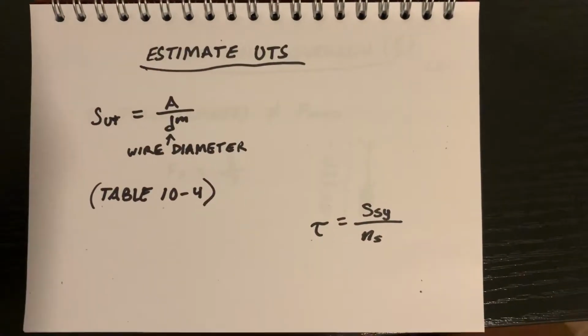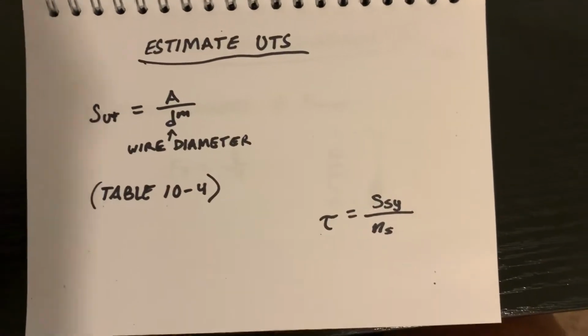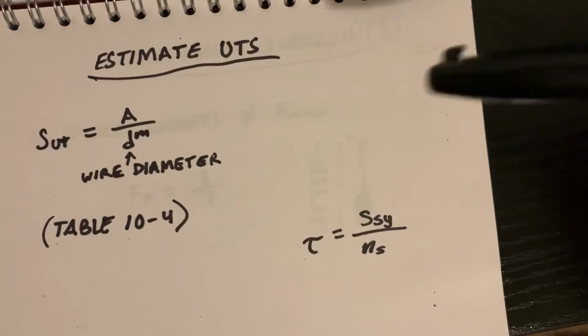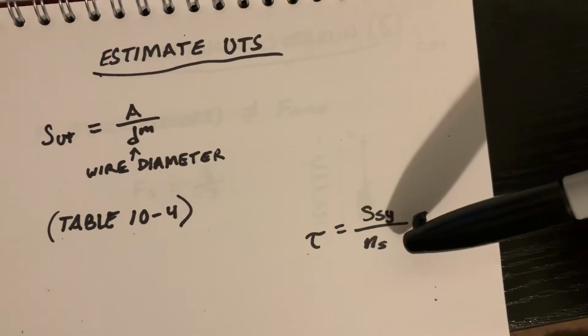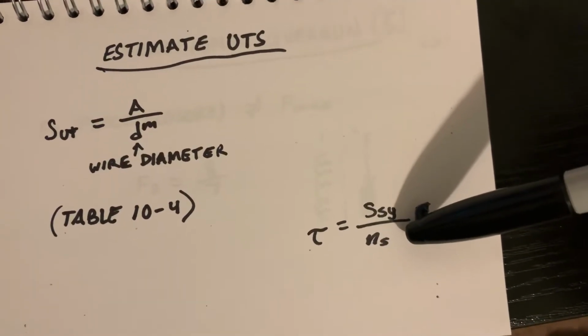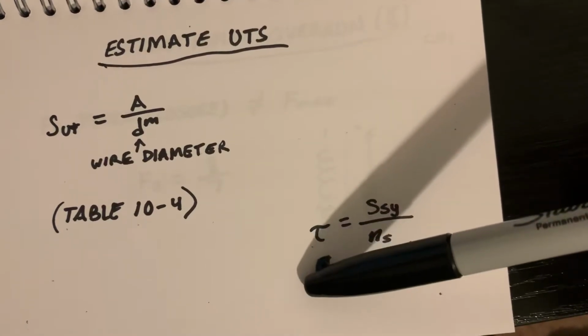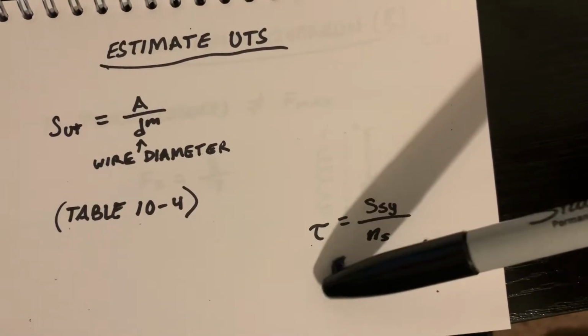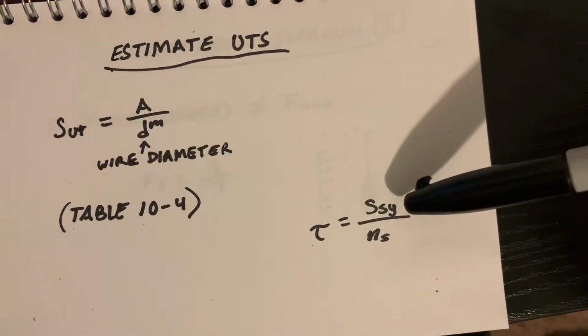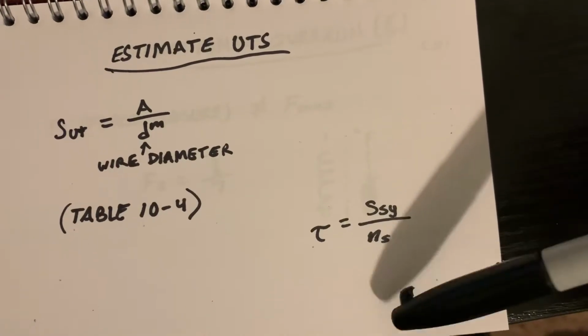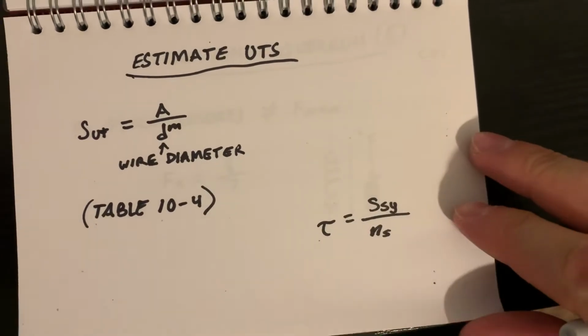Another important equation related to strength is tau equals strength over a factor of safety. We know tau from earlier, it's the max shear stress. And we have the strength over the factor of safety. Those are important, knowing safety factors.